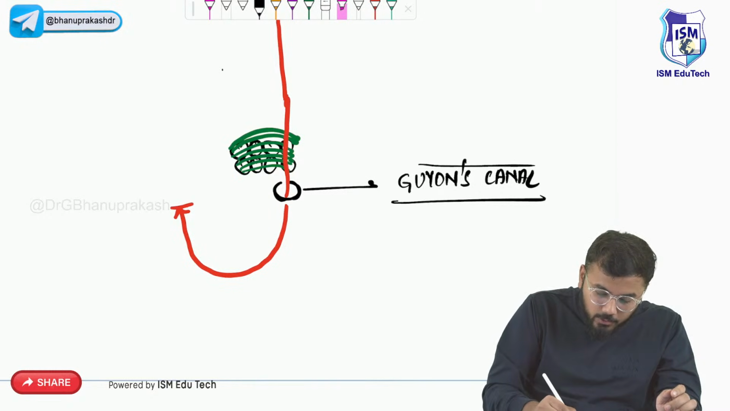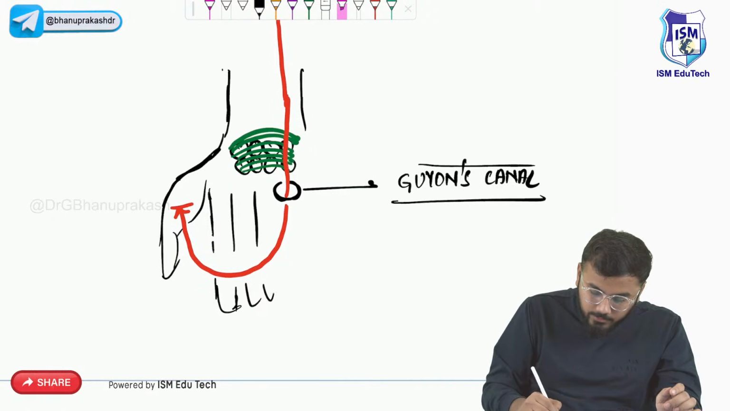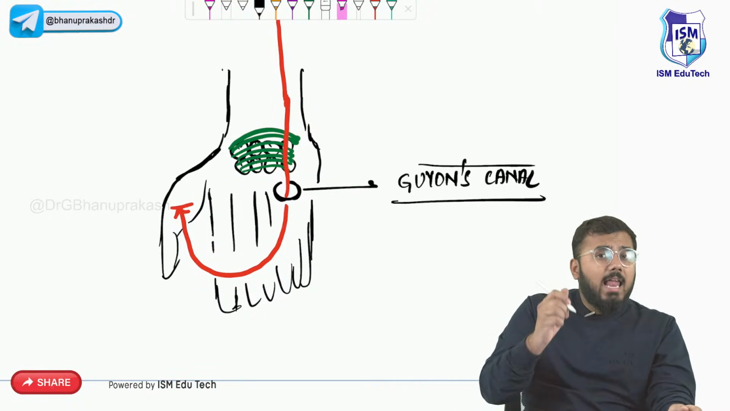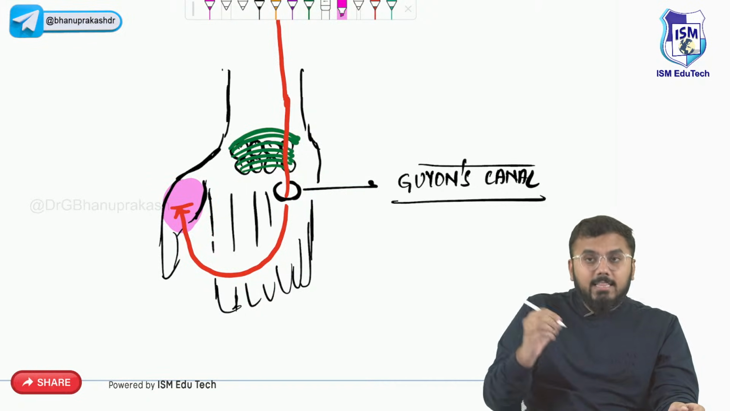So if I have to draw a simple picture, guys, why? Because this picture is worthy. Let us say this is your thumb, this is your index finger like this, these are your fingers. Okay, let us say he is having many fingers, right? So where is this ulnar nerve ending? Ulnar nerve is ending in the thenar region. Did you notice it?